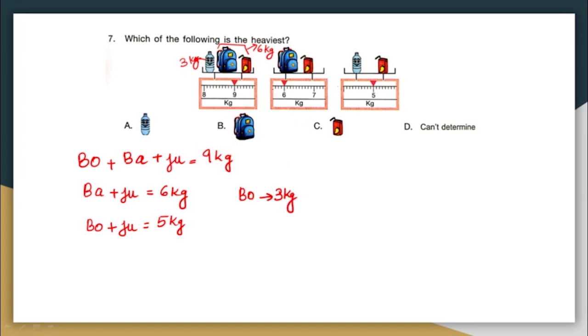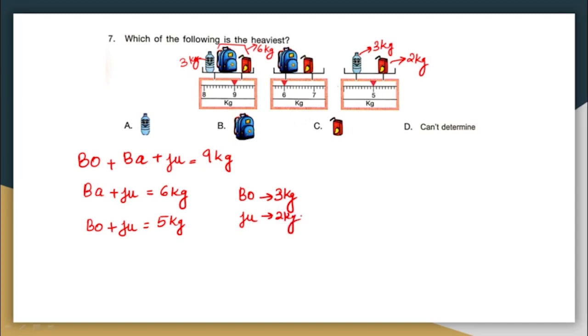Now, next, what is given here? The bottle plus the juice is 5 kg. So here I already know that this bottle is weighing 3 kg. Correct? So if this bottle is weighing 3 kg, how much will this weigh? This total weight, these two put together, the total weight is 5 kg. So the weight of this juice will be 2 kg. So now I have found out that the weight of the juice bottle is 2 kg.